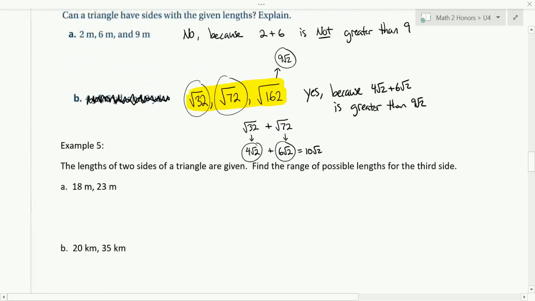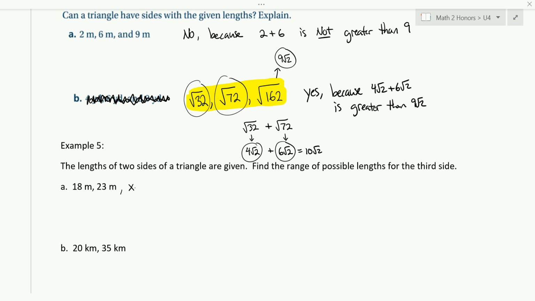Example 5. The lengths of two sides of a triangle are given. Find the range of possible lengths for the third side. So if we know two side lengths, 18 and 23 on part A, we don't know the third side. That third side could be the largest side, but it could also be the smallest side, right? What values could that third side be?